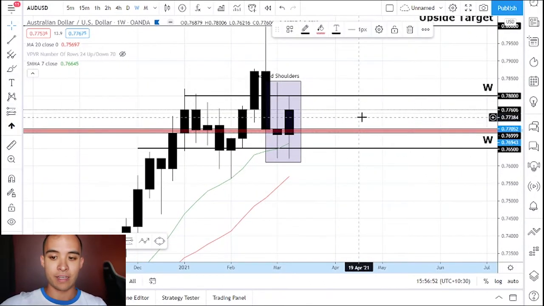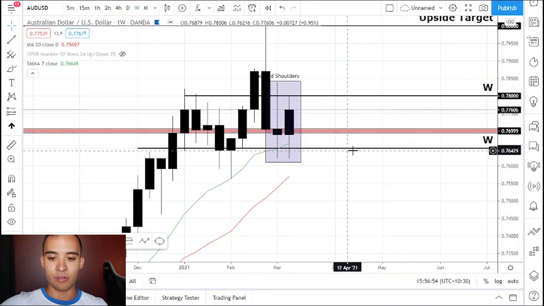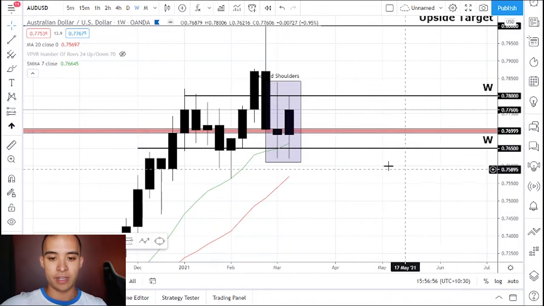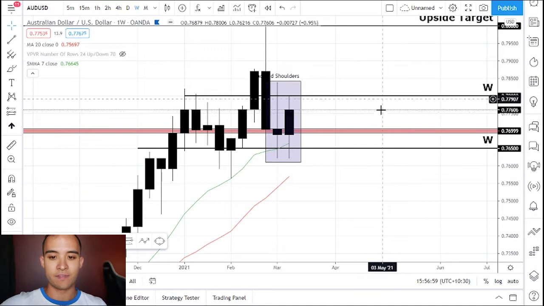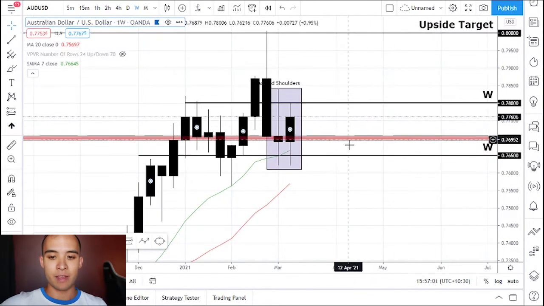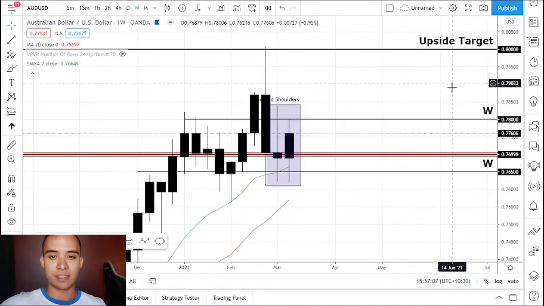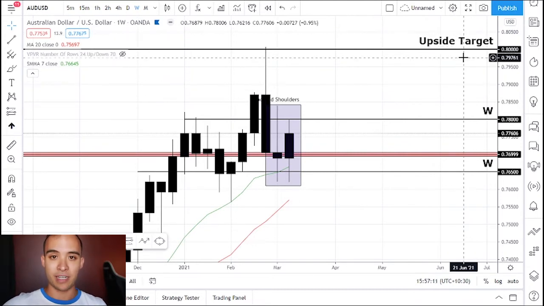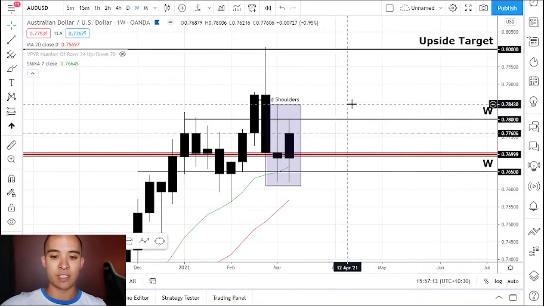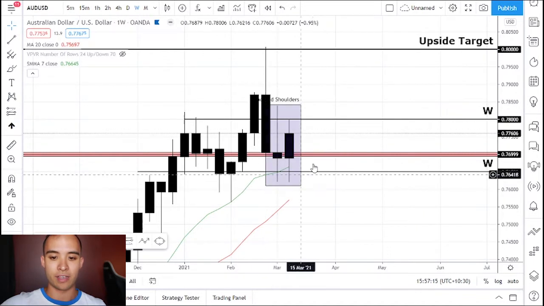I have this main key level, the 0.77, and I also have the next weekly key level here, the 0.765. Now, we are currently in between these two supports and the resistance, which is the 0.78, and I do have my target set to 0.8. So this upside target is a potential upside target. It really depends what happens within this area here.